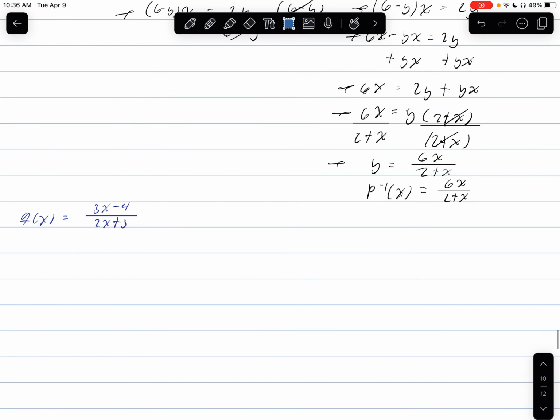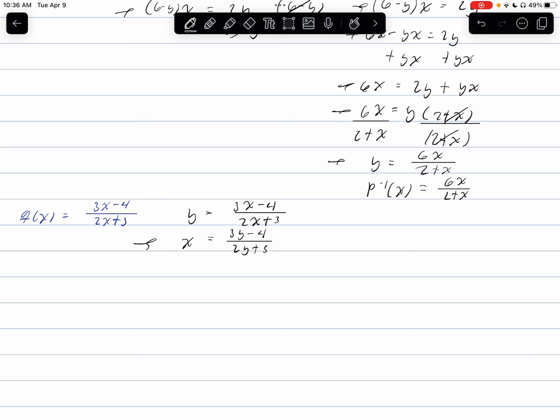Here we have q of x is equal to 3x minus 4 over 2x plus 3. If we want to find the inverse, we can start by replacing q of x with y. So we have y is equal to 3x minus 4 over 2x plus 3. Then we switch x and y, and we'll have x is equal to 3y minus 4 over 2y plus 3. And then we can solve for y.